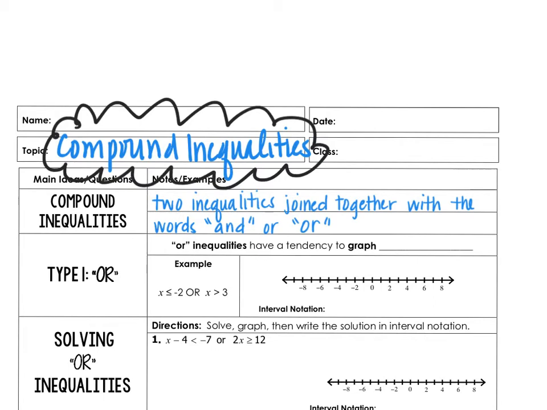Let's get started. So what are compound inequalities? Compound inequalities are two inequalities that are joined together with the words and or. So an example would be something like x is greater than 6 and x is greater than 10. And an or example would be like x is less than negative 4 or x is bigger than 100, okay? And yes, there's going to be more stuff on them and we're going to talk about them a lot more, but that's kind of a visual for you.